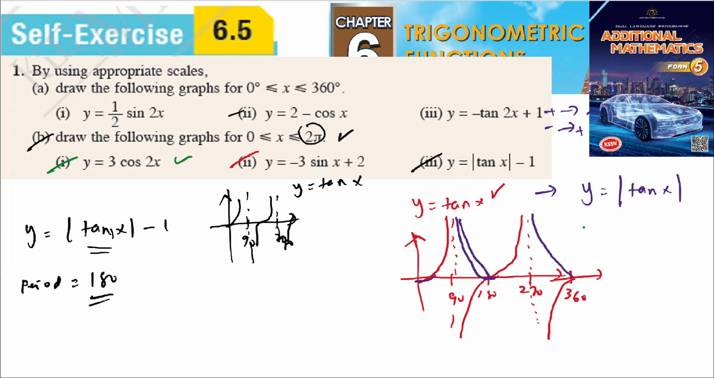Okay. Now this one is modulus tangent x. So this one is minus 1. That means all the values are shifting down by 1. So this one is 0. So the new line is negative 1 here. So I just draw up here. So you see here the purple, this one is like this, right? So it's becoming like this, starting from negative 1 instead of from 0.